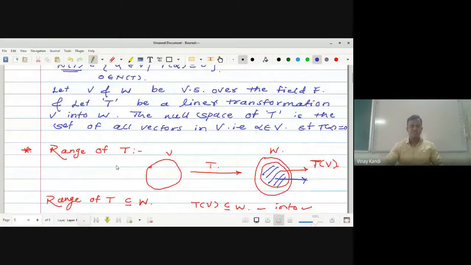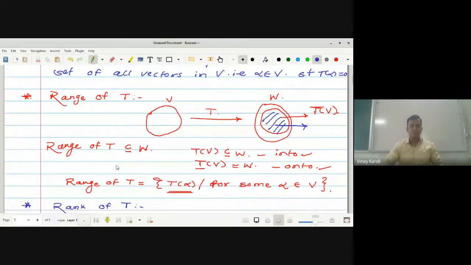And what is the range of T? The range of T is the set of T(alpha) for some alpha belonging to capital V. If T(V) is properly contained in W, then the function is not onto. If T(V) is equal to W, then the function is onto.